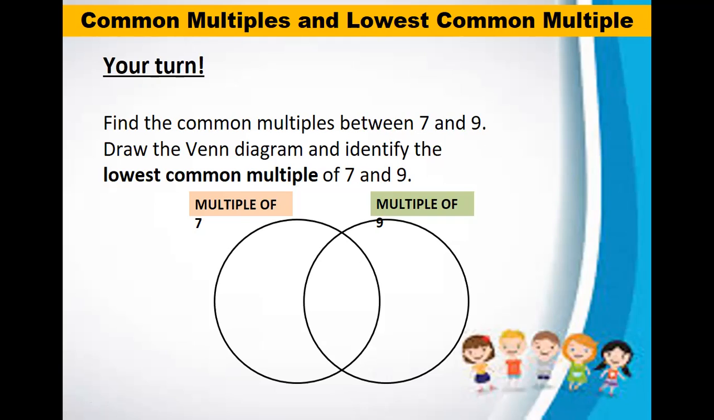Okay, let's check. Check your answers. So multiples of 7 and multiples of 9. So their common is 63. Then you can write down all the ones that are not common, the multiples of 7, and then the multiples of 9 is here.